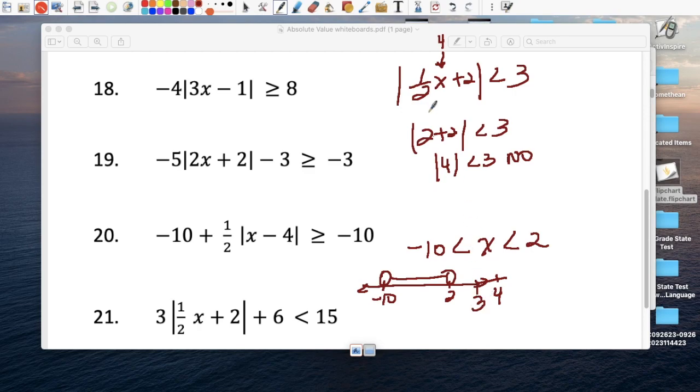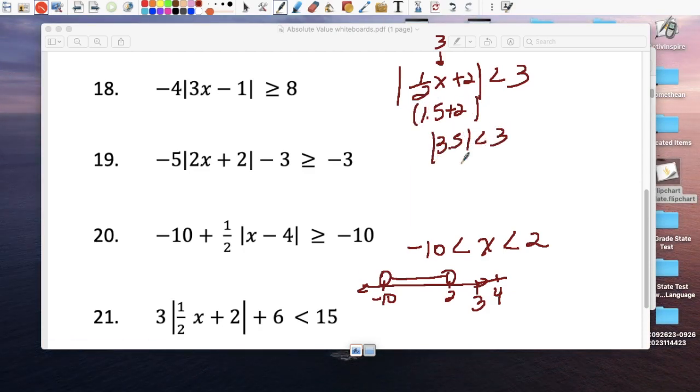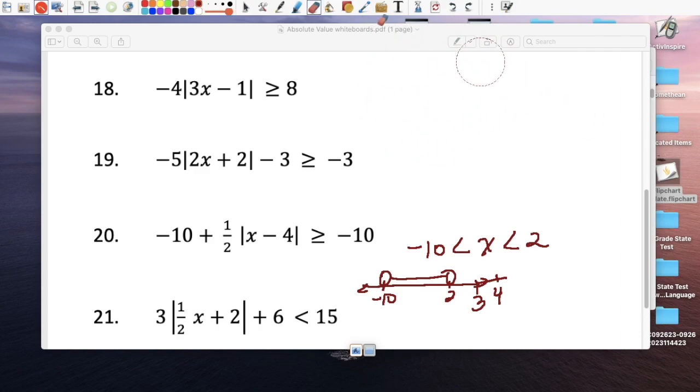Let's try 3. Let's go back here and plug 3 for x. Half times 3 is 1.5. 1.5 plus 2 is 3.5. And if you take the absolute value of that, is that less than 3? Also a no. So the only x values that work are numbers from negative 10, not inclusive, all the way to 2, not inclusive. So our answer is this.